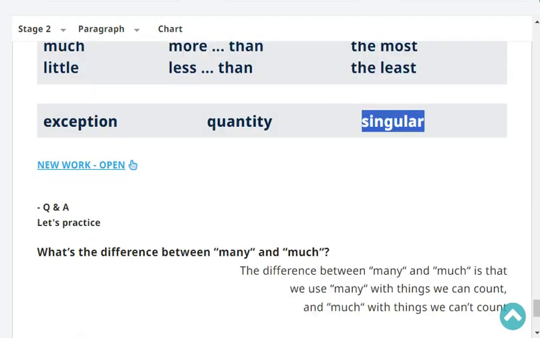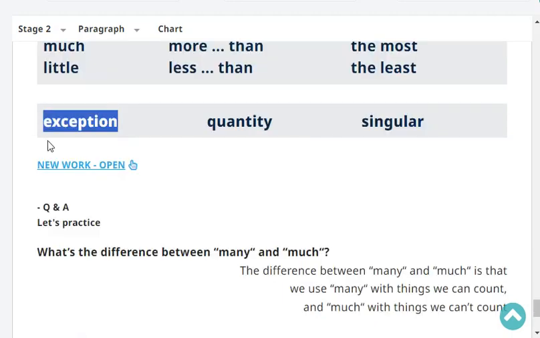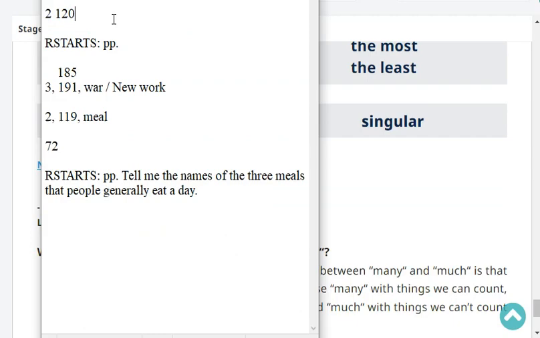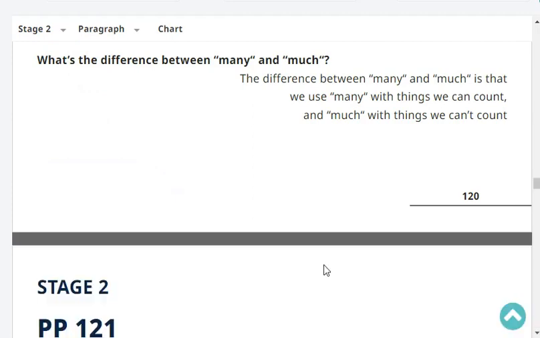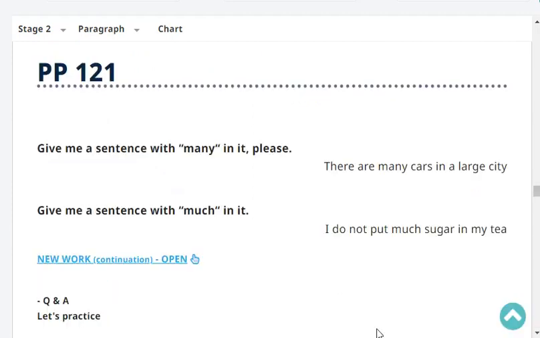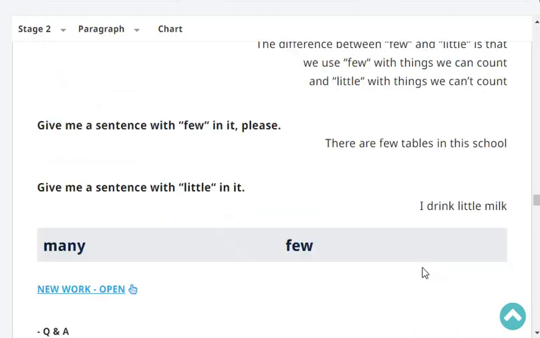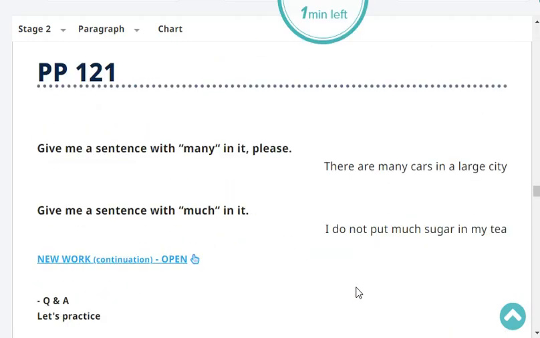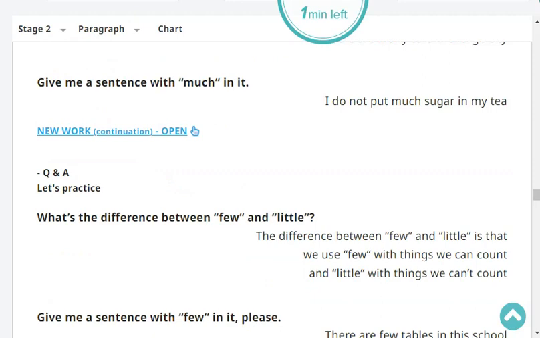What's the difference between many and much? The difference between many and much is that we use many with things we can count, and much with things we can't count. Give me a sentence with many in it, please. There are many cars in a large city. Give me a sentence with much in it. I do not put much sugar in my tea.